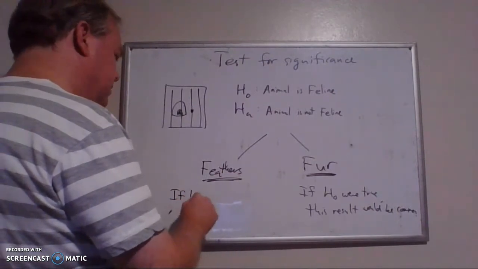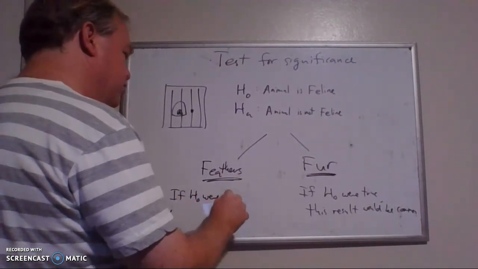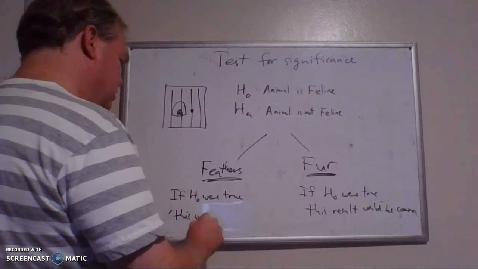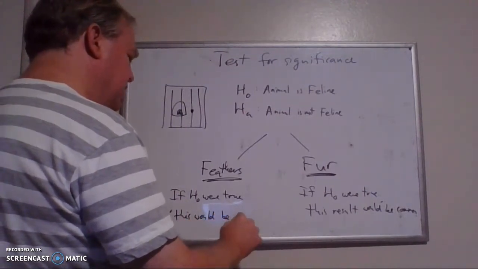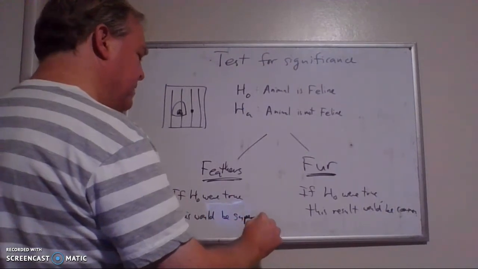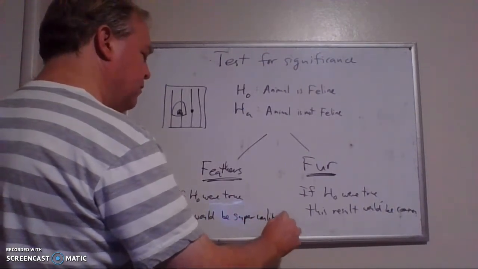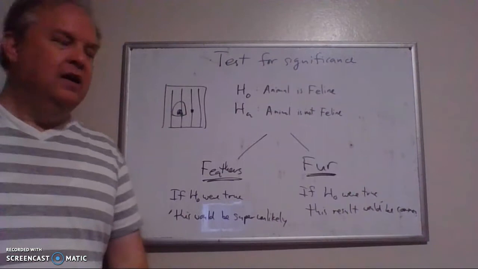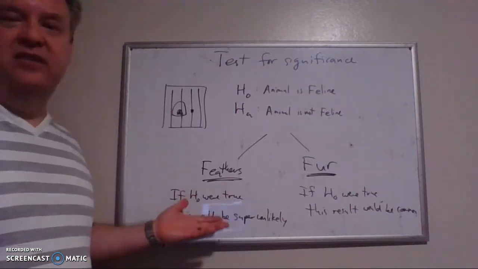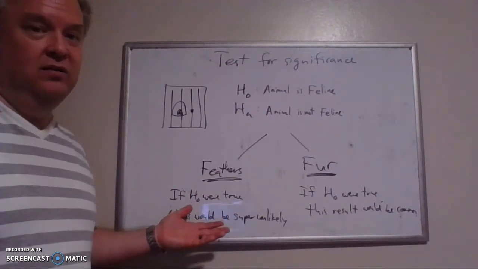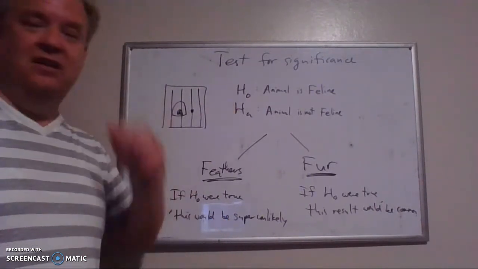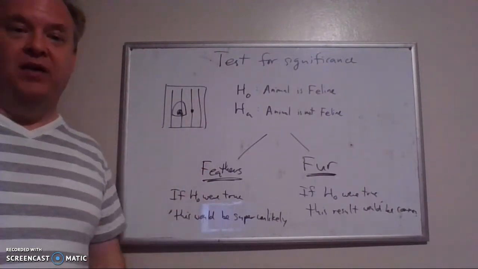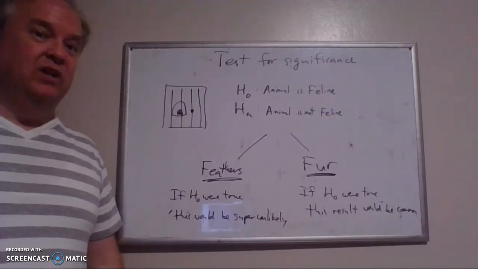So I'll say if H naught were true, this would be super unlikely, or really rare, right? In which case I can conclude that I think this is evidence that my null hypothesis is wrong, that the animal is not feline. It's that my alternate hypothesis is actually correct. That I think this is evidence against my null hypothesis, because the results I have are really rare.